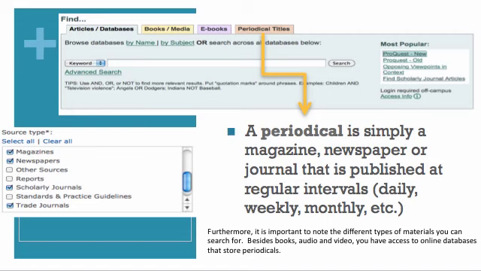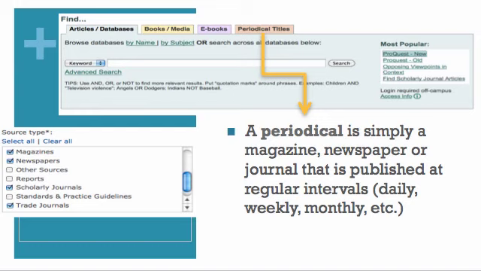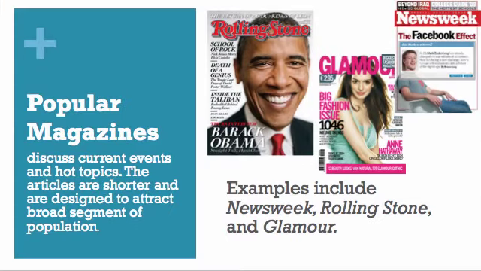Furthermore, it is important to note the different types of material you can search for. Besides books, audio, and video, you have access to online databases that store periodicals. A periodical is simply a magazine, newspaper, or journal that is published at regular intervals, daily, weekly, monthly, etc. Popular magazines discuss current events and hot topics. The articles are shorter and are designed to attract a broad segment of the population. Examples include Newsweek, Rolling Stone, and Glamour.